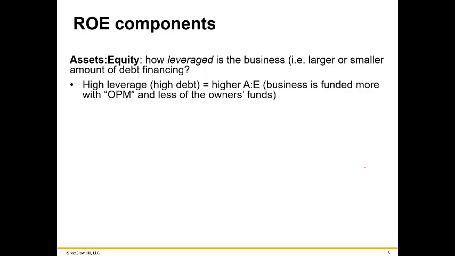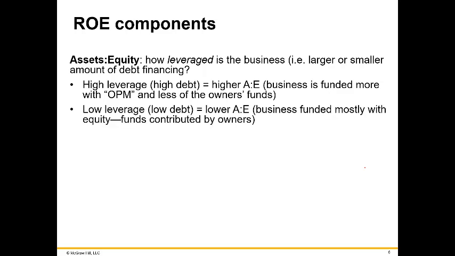So high leverage, meaning high debt, you're going to have a higher assets to equity ratio. The math of that is the equity part, which is the denominator, is smaller for a given amount of assets, or the assets are larger for a given amount of equity. High leverage, higher assets to equity ratio. When we get to the examples in a minute, you'll see that those can be large, with some cases looking at double-digit assets to equity ratios. Businesses funded more with other people's money. Guys who are into leverage will talk about wanting to use other people's money, not our own money, to run the business. Low leverage, of course, low debt, lower assets to equity ratio.